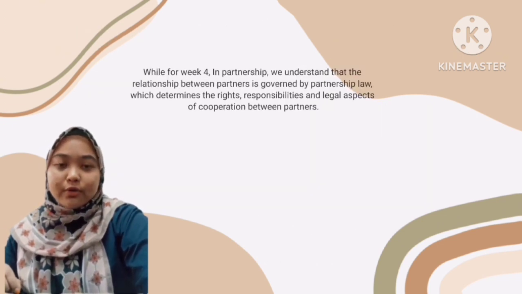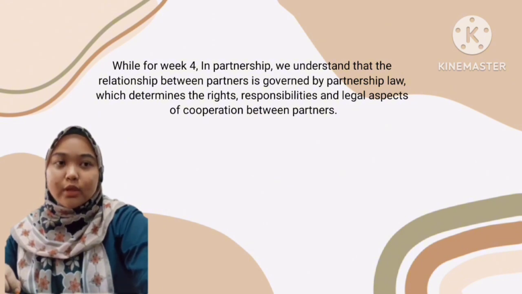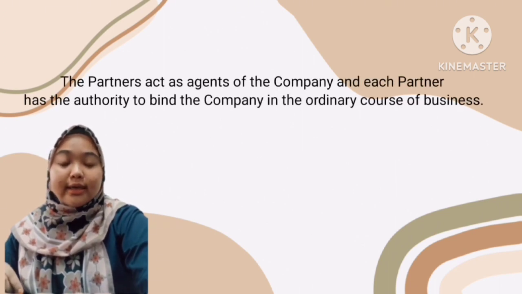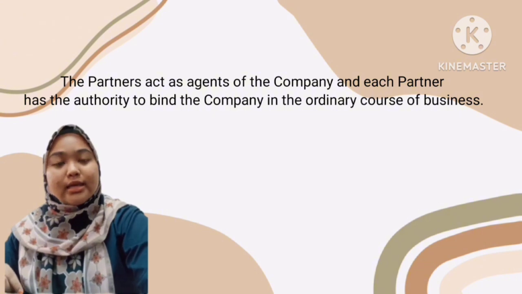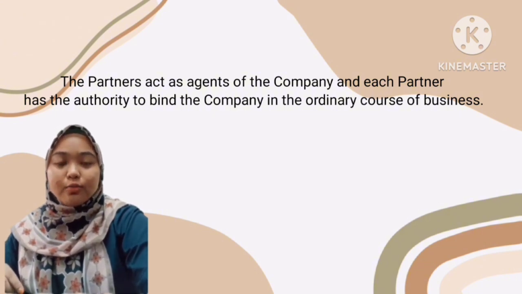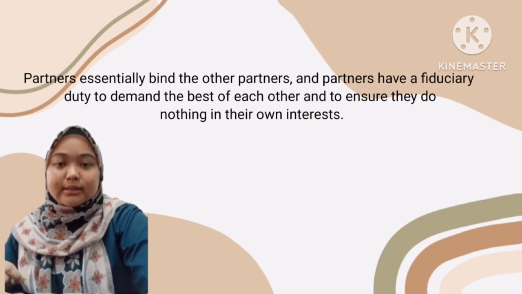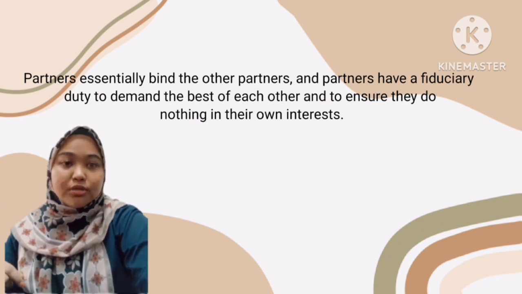While for week 4, we learned that in partnership, the relationship between partners is governed by partnership law, which determines the rights, responsibilities, and legal aspects of cooperation between partners. The partner acts as an agent to the company, and each partner has the authority to bind the company in the ordinary course of business. Partners essentially bind the other partners, and partners have a fiduciary duty to demand the best of each other to ensure they do nothing in their own interests.